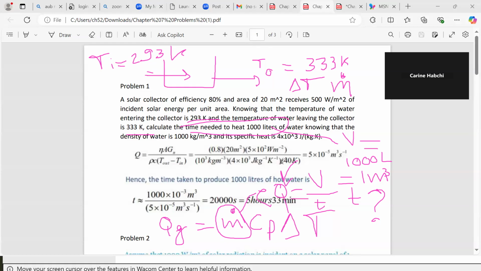Okay, so I need first to get Q. And once I get Q, to find the time needed, I just have to say that T is equal to the volume that I want to heat over the volumetric flow rate. Exactly. How can I get the total energy that I am extracting from the solar collector? They told me that my solar collector is characterized by an overall efficiency of 80%. And the area of my collector is 20 meters square. And this collector receives 500 watt per meter square.